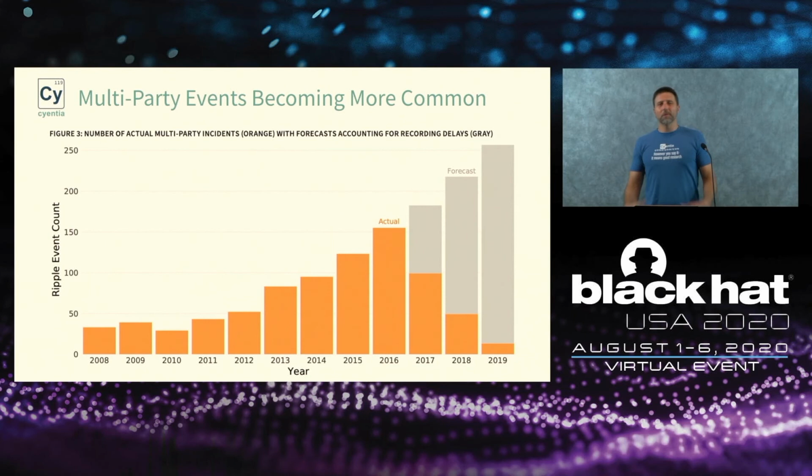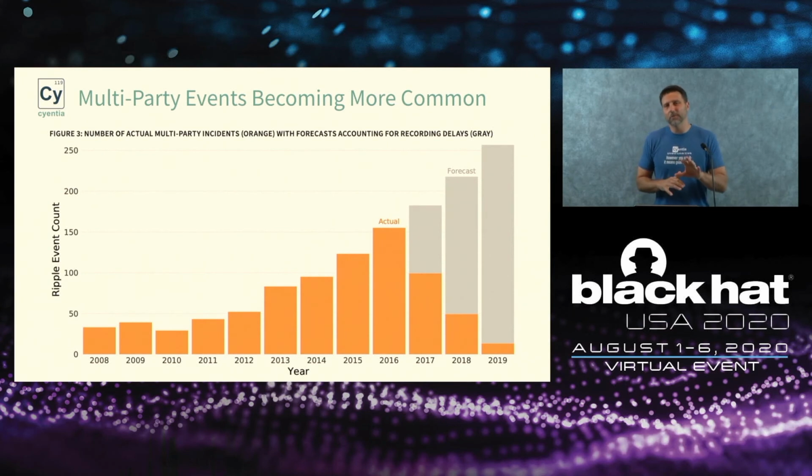So the question becomes, all right, that's an anecdote of what we're talking about here, but how common are these types of incidents? And they're becoming increasingly common. This is a chart that shows, if we rewind back to 2008, 2009, we had shy of 40-ish events in a year that were these ripple events or multi-party security incidents, and then it starts to tick up.